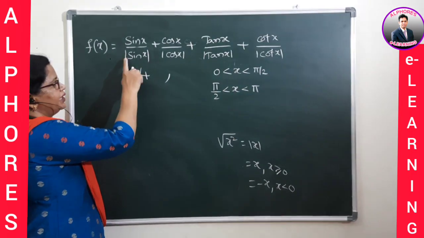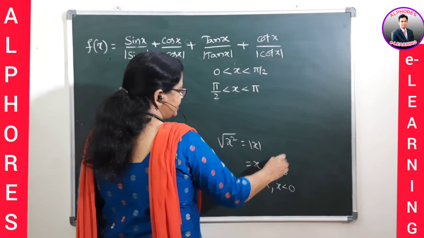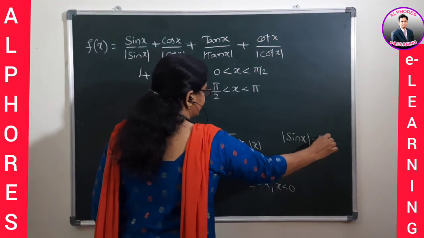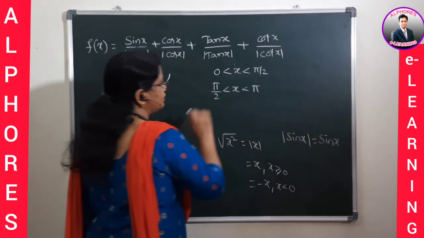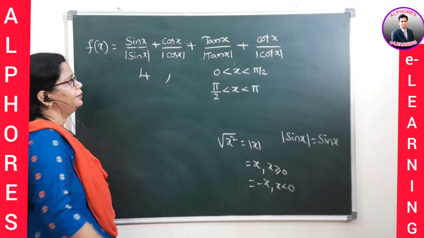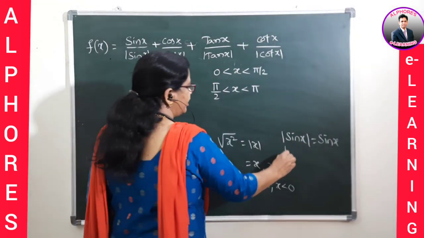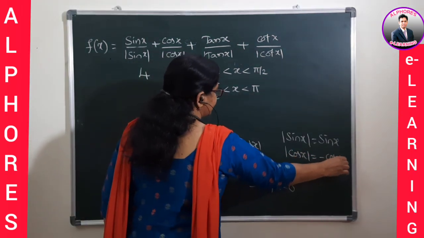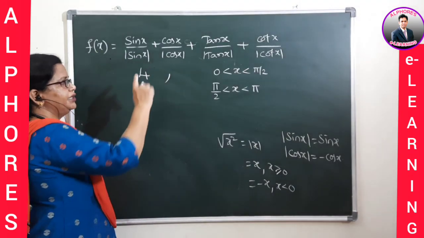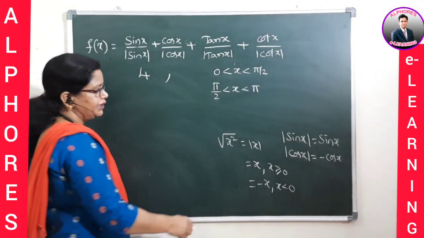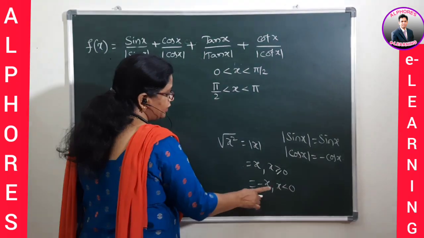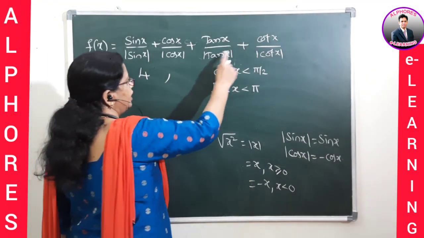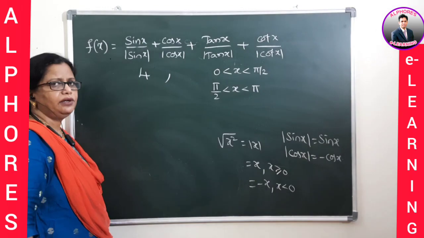Then here sine is positive, which implies mod of sine x is equal to how much, students? You are going to get sine x, because sine x is positive in the second quadrant. And next, mod of cos x is equal to minus cos x, because x is in the second quadrant, and in the second quadrant the cos value is negative. So cos x negative implies we should write minus cos x. Similarly, tan and cot are also negative in the second quadrant.